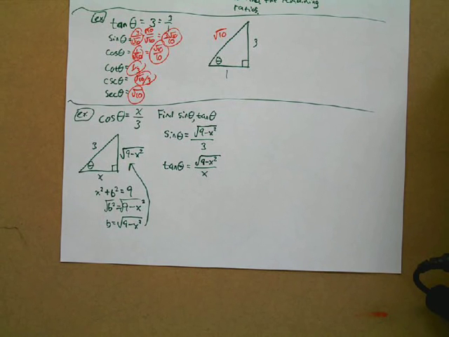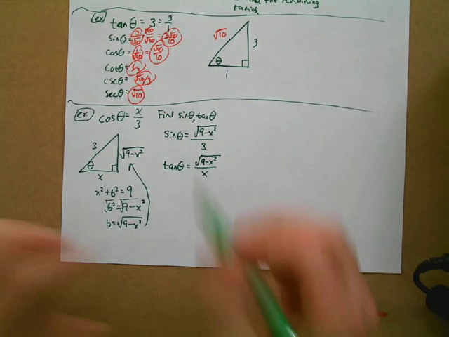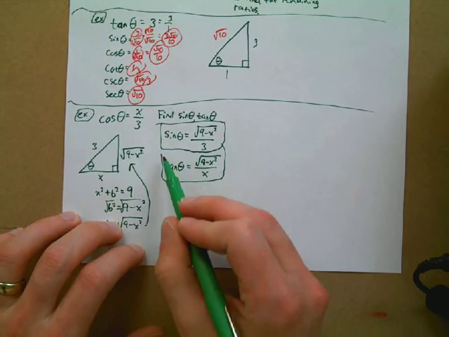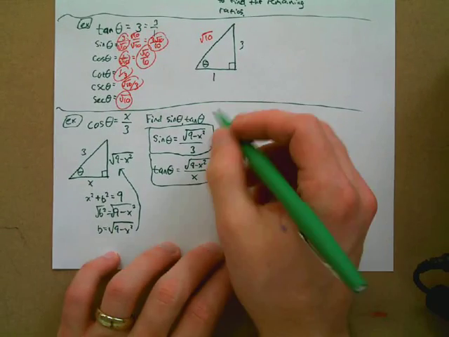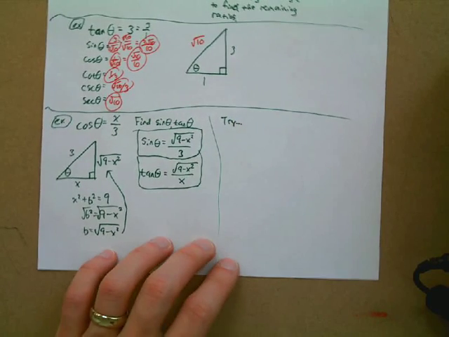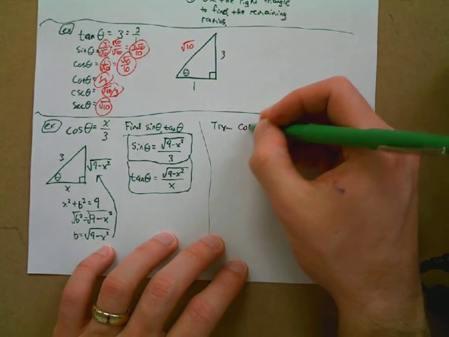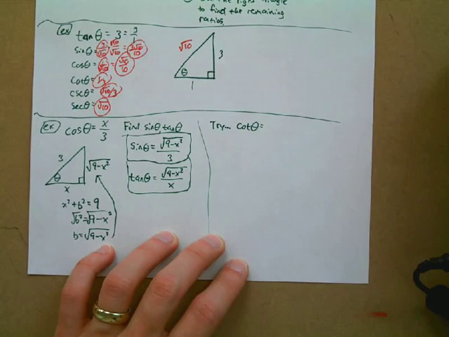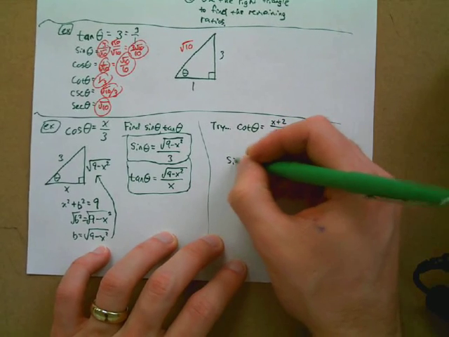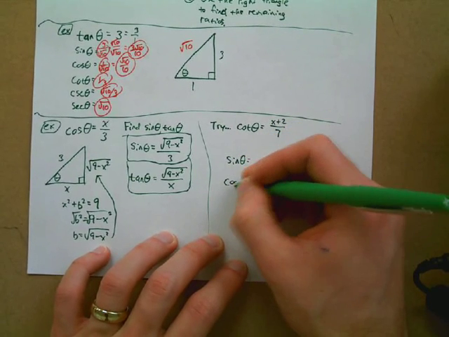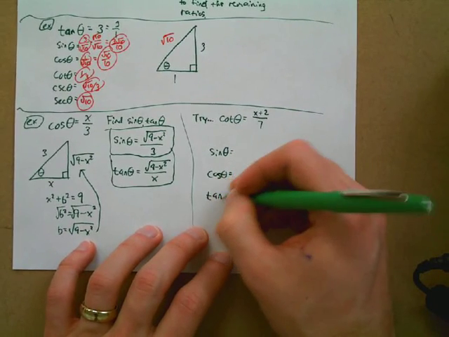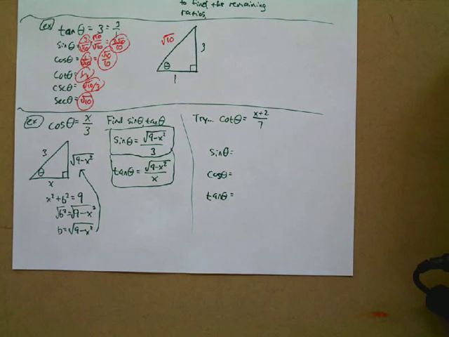So here, you guys try this one. This time I'm going to give you cotangent of theta equals x plus 2 over 7. And again, I just want you to find sine of theta, cosine of theta, and tangent of theta. So again, try those 3. Given that cotangent of theta is equal to x plus 2 over 7, find the sine, cosine, and tangent of that same angle theta.